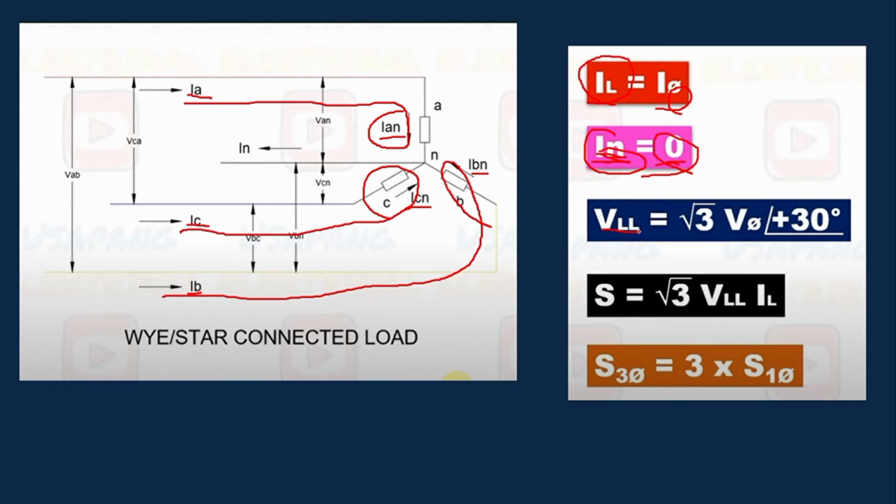Next is line-to-line voltage is equal to square root of 3 times the phase voltage at an angle of 30 degrees. Next is S, or apparent power, is equal to square root of 3 times the line-to-line voltage times line current. Pagdating naman sa 3-phase power, is equal to 3 times the single phase power.